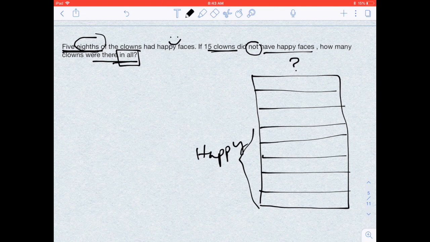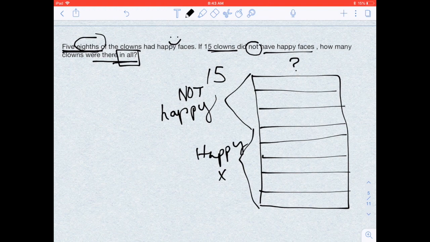5/8 had happy faces, so this is happy. 15 clowns did not have happy faces. So my question really is, what did their faces look like if they were not happy? I don't know. So I know this is 15. Now, it doesn't give me a number down here. I don't know what this is. But I know that my not happy is 15.